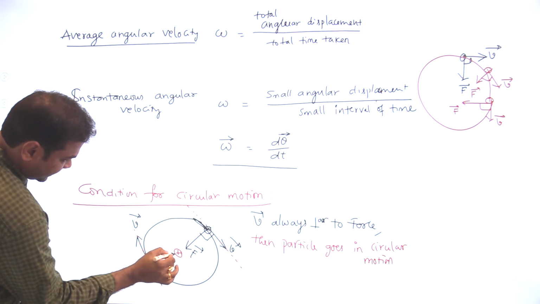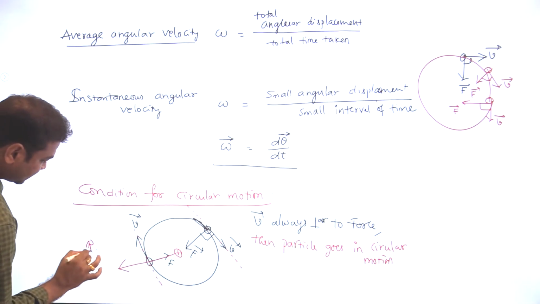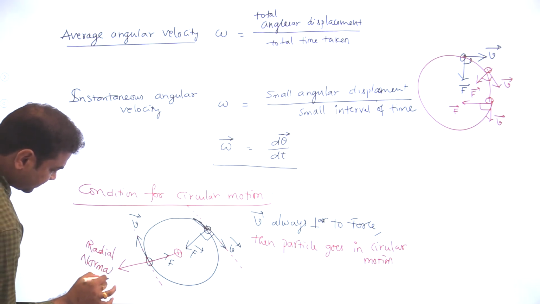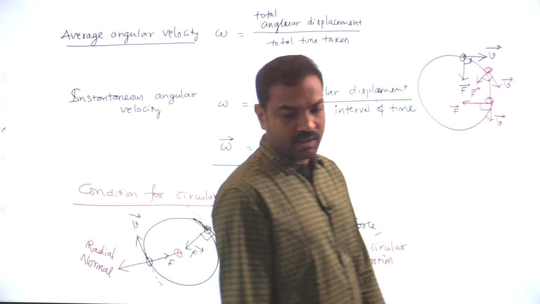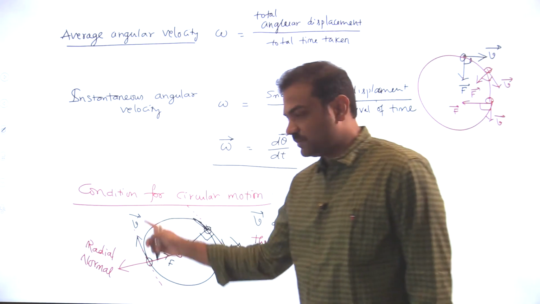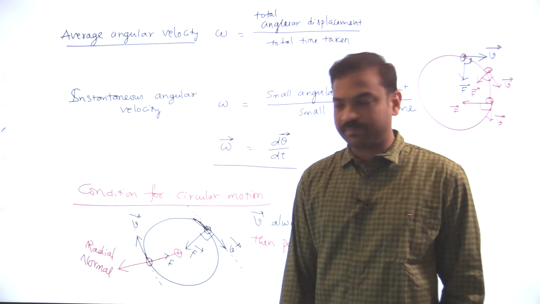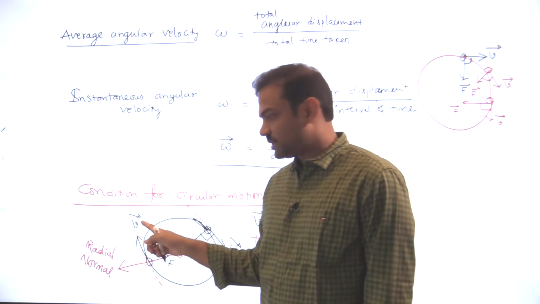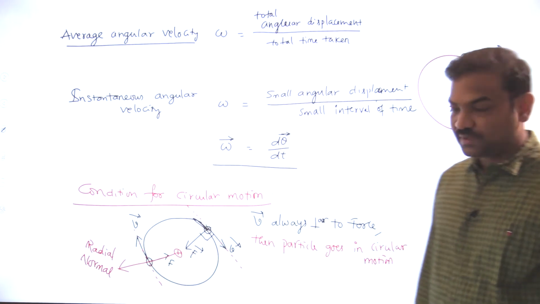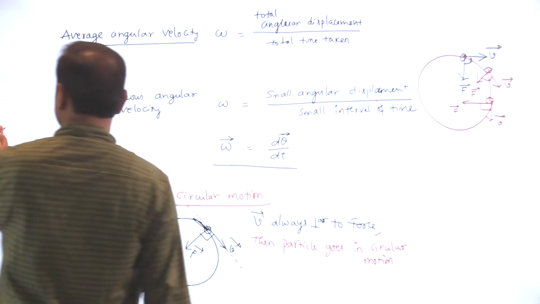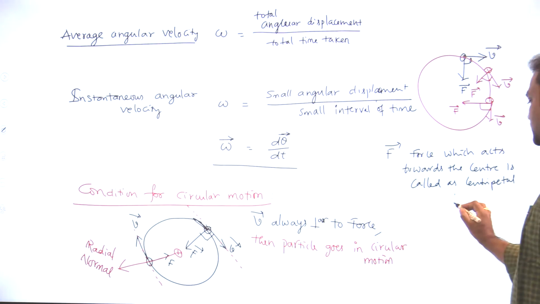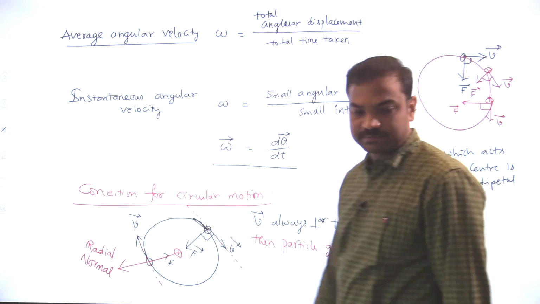And not only this, this direction is radial, and we call it normal also. These are the different terminologies in the question. They will try to confuse you. That's called normal, that's called radial, and the perpendicular direction we call tangential. Velocity will be along the tangential direction. Force is along the radial, which is towards the center. The force acting towards the center is called centripetal force, which is perpendicular to velocity.